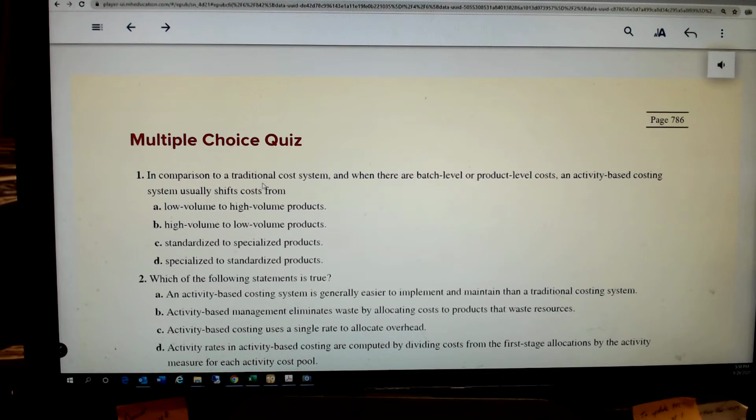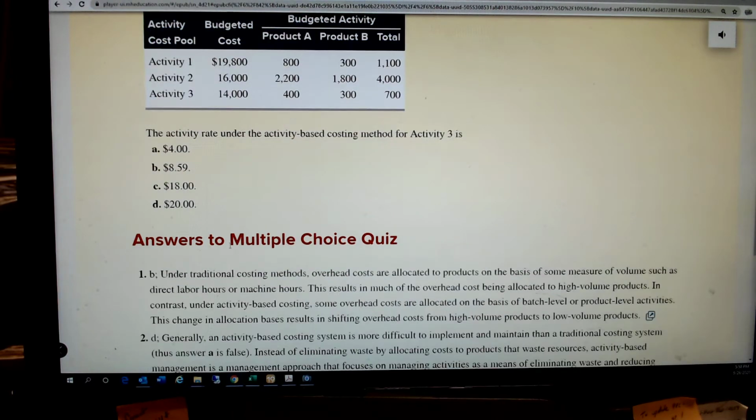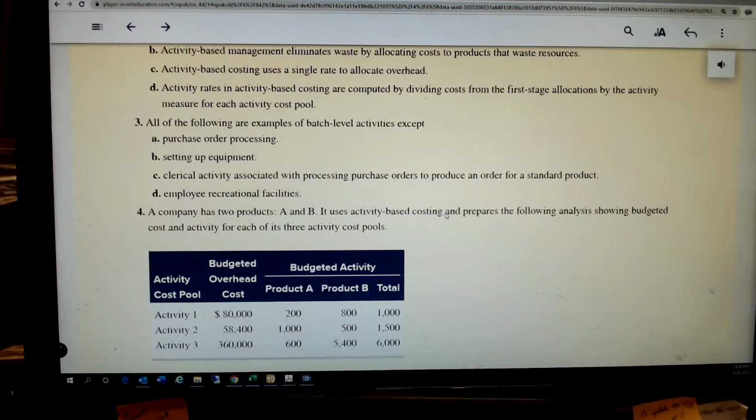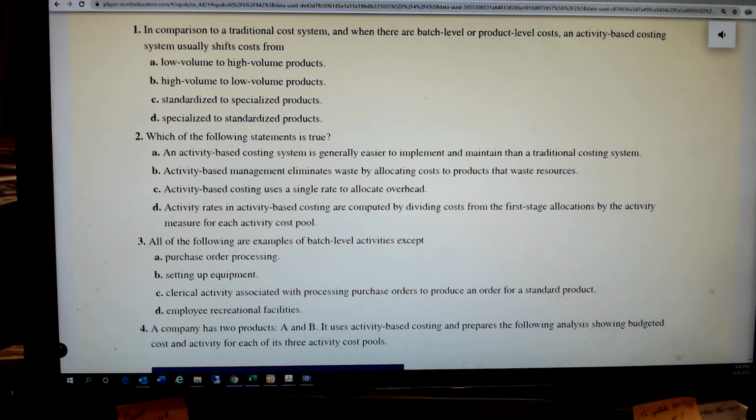In comparison to a traditional cost system where we only have one rate, and where there are batch level or product level costs, an activity-based costing system, we're not going to get that detailed into it. This is really understanding activity-based costing. We're not going to get that far into it. The answer is down here. It does say it's B, but I don't expect you to be that familiar with it to answer theoretical questions. I just want you to be able to work with it.